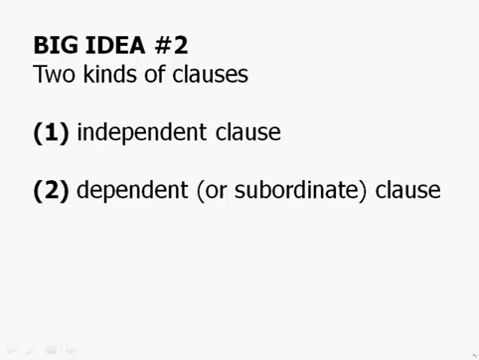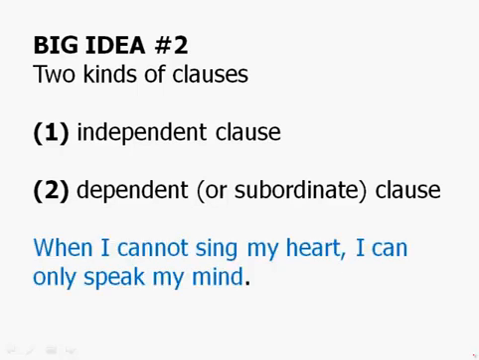A dependent clause is a modifier. It cannot stand on its own as a complete sentence. It's playing the role of a modifier, modifying something about the independent clause of the sentence. So for example, this particular sentence, which is a Beatles song: "When I cannot sing my heart, I can only speak my mind."